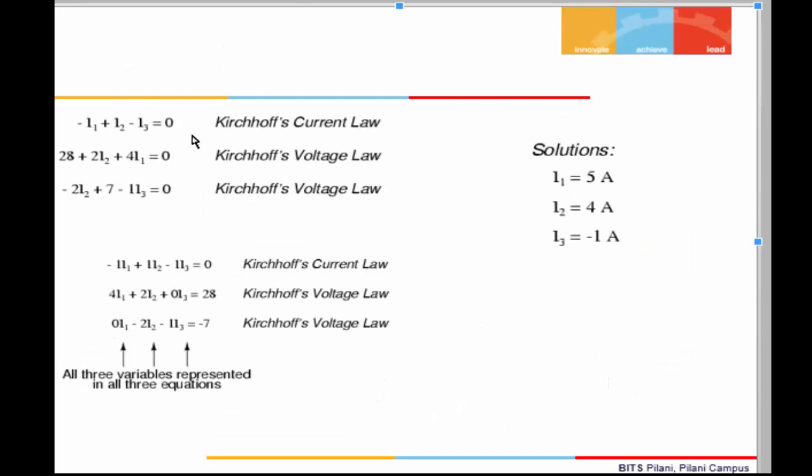Now from the first equation, Kirchhoff's current law, and the Kirchhoff's voltage law equations, if you solve these three equations with three unknowns, you can simply get the currents I1, I2 and I3. This is the simple branch current method.